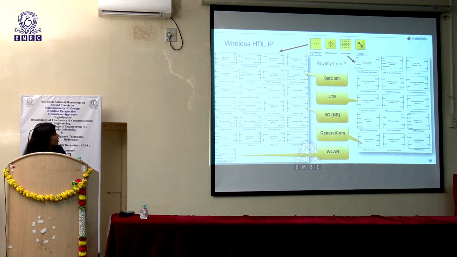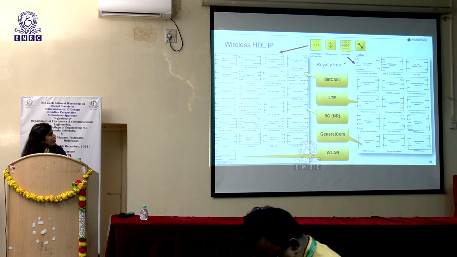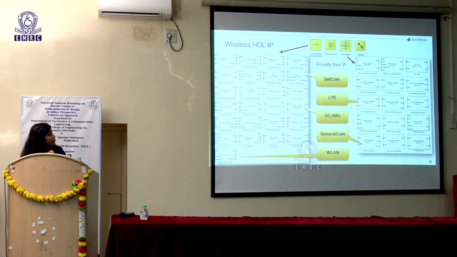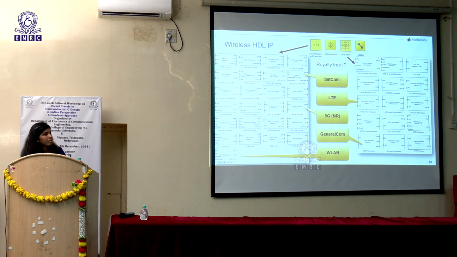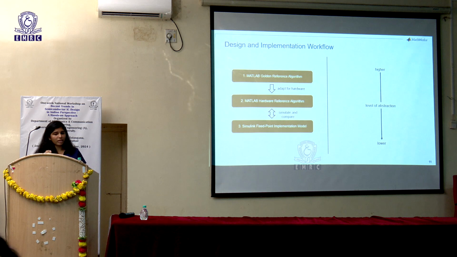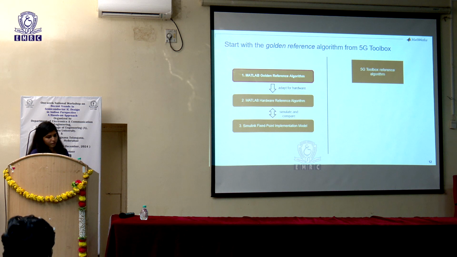So these are the blocks that we have in Wireless HDL Toolbox. We have standard specific blocks, demodulators, decoders, modulators. So if you are building some chain, you can pick blocks from here, connect them and it will still work. So now we are talking about the design and implementation workflow. So the traditional way we do this is we first write the floating point algorithm in MATLAB and evaluate it. So what we call the golden reference algorithm here.